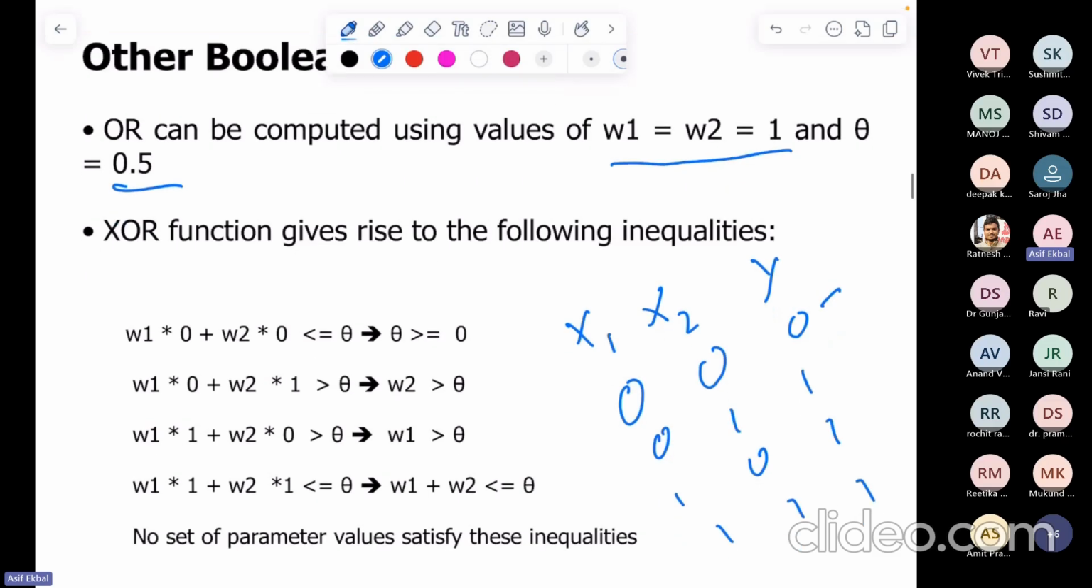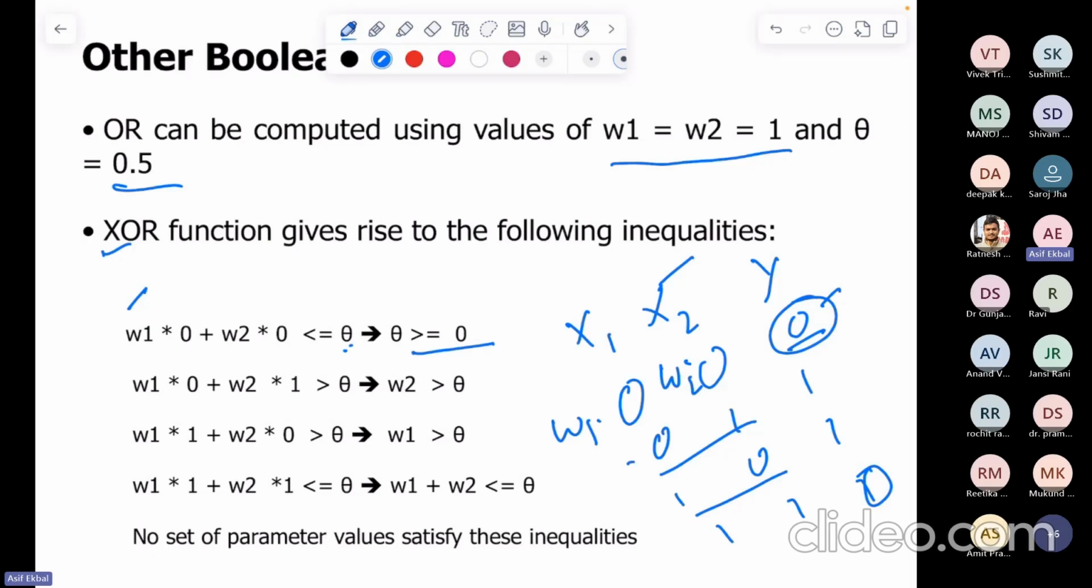Now, if you have an XOR function, what happens? These two inputs are 1, but here you will get a 0. That is what the XOR function does. Now, what will be the four inequalities? The first case is 0, so it will be W1, the first weight, and W2, the weight for X2. And since Y is 0, it will be less than or equal to theta. So theta is greater than 0.